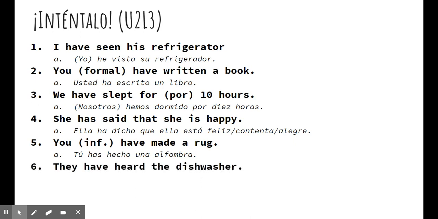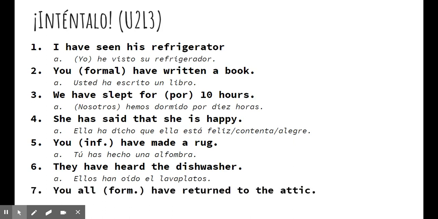Número 6, they have heard the dishwasher. Should have ellos han oído el lavaplatos. Notice there the oído needs that accent on the i of that past participle. Número 7, you all, formal, have returned to the attic. You should have ustedes han regresado, han vuelto al altillo. El fin.